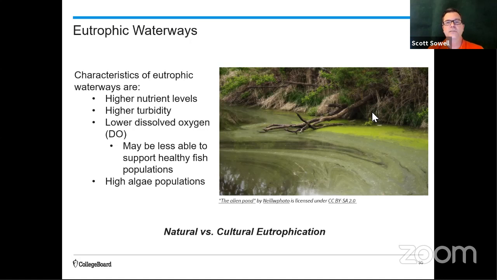Now, I need to pause here and mention that this can happen naturally. There's natural eutrophication. Bodies of water can become eutrophic over a long period of time, and that's completely natural and normal. What we're more concerned about in environmental science is cultural eutrophication, when humans do this process very quickly and intensely, so that the effects are much more dramatic.